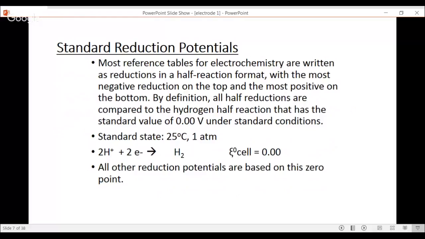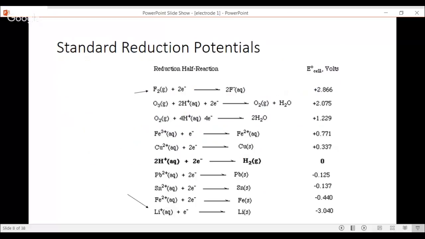Most reference tables for electrochemistry are written as reductions in a half reaction format. Only the reduction reaction is written, with the most negative reduction on the top and the most positive on the bottom. Okay, I will tell you what this means. This is going to be a totally new notation. You have to learn this. By definition, all half cell reactions are compared to the hydrogen half cell reaction that has a standard value of 0 volts. So therefore 2H plus plus 2 electrons giving rise to H2, that is called the 0. So when we take the line, I will show you in a minute, all other reduction potentials are based on this 0 point.